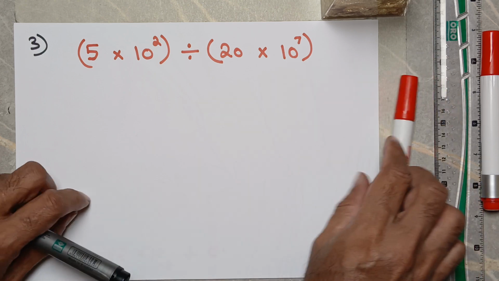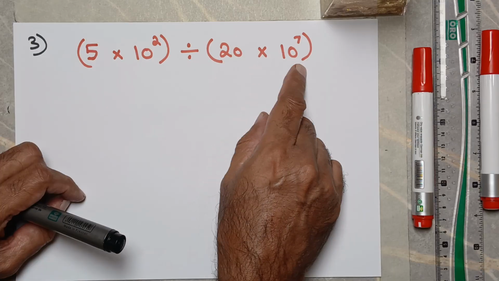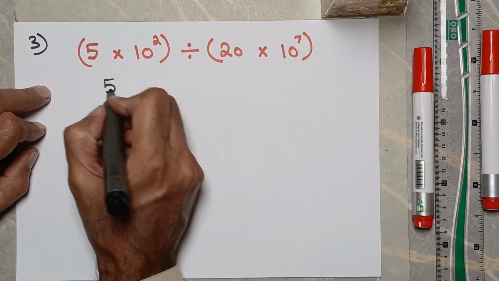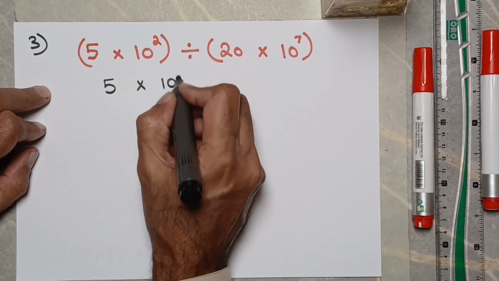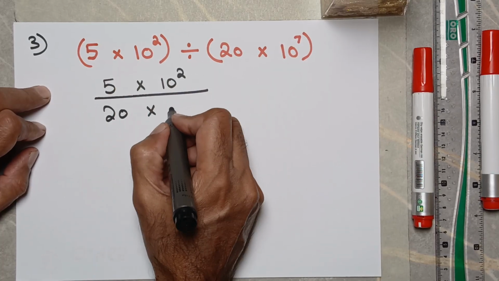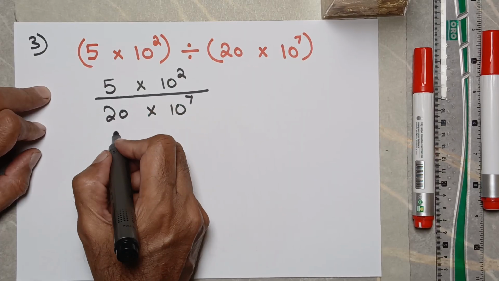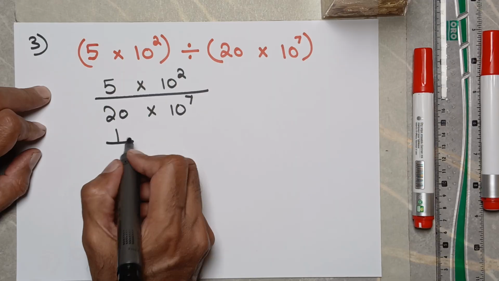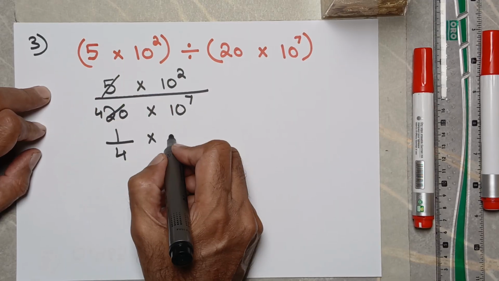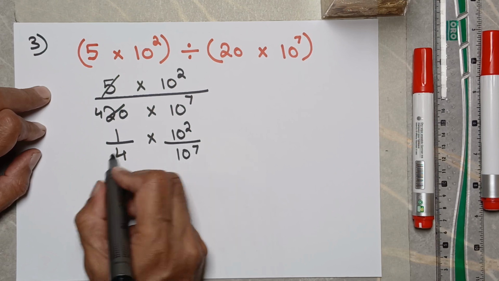In question number 3, we have 5 times 10 raised to the power 2 divided by 20 times 10 raised to the power 7. Now, first of all, write it in this form: 5 times 10 raised to the power 2, over 20 times 10 raised to the power 7. Now, 5 divided by 20, what will you get? You will get 1 over 4 times 10 raised to the power 2 divided by 10 raised to the power 7.